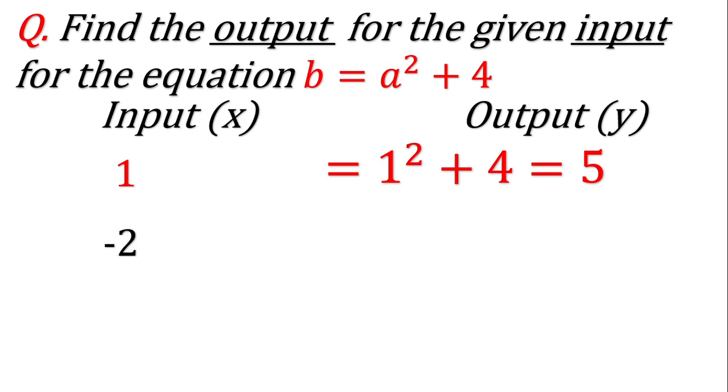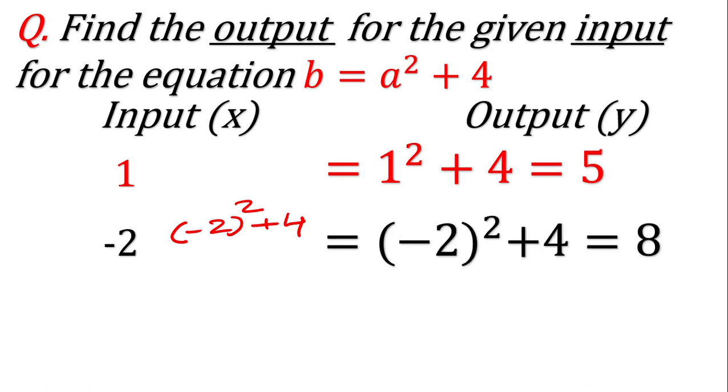Now if you take minus 2, for minus 2 what you will do? Make sure that you are writing the bracket for the minus, otherwise you may get the wrong answer. Minus 2 square plus 4. So minus 2 square means positive 4, and then plus positive 4, it will be equal to 8.